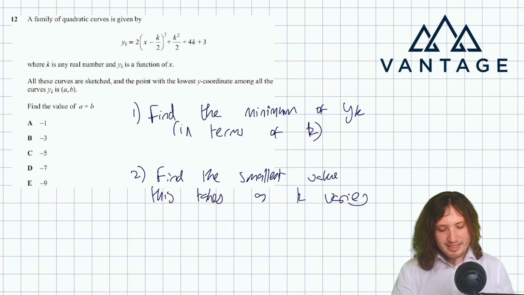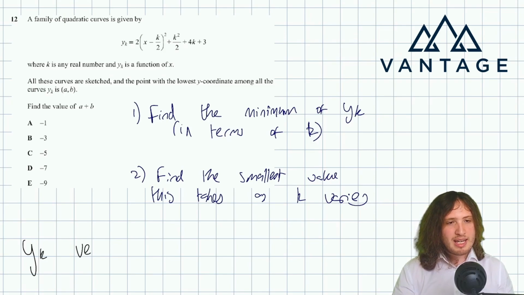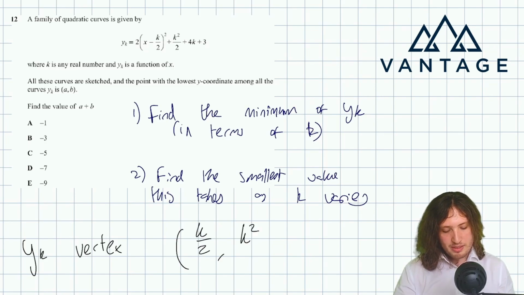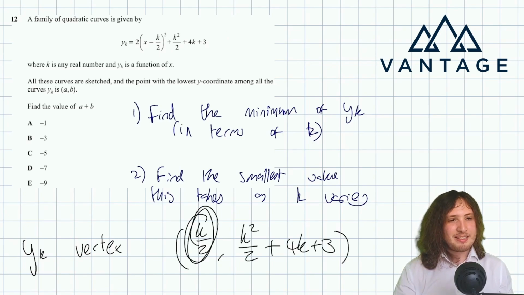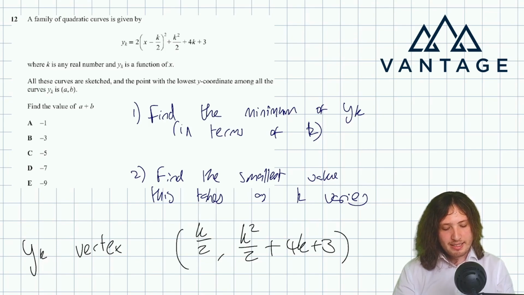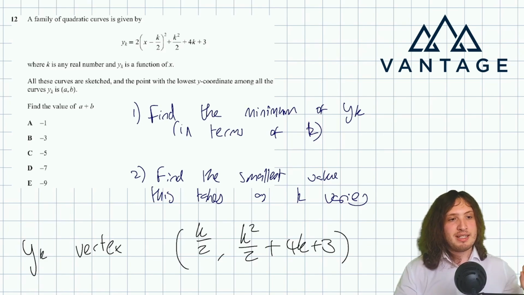So first of all, we can see very easily, because this is in completed square form, that yk has obviously got vertex when x is k by 2, so that vanishes. And then the minimum value is going to be this stuff. So k squared by 2 plus 4k plus 3. So I guess this is going to be a, right? Whatever k turns out to be, I plug k in, k by 2 is going to be the x coordinate of my minimum, because that is where the vertex lives for each of these quadratics.